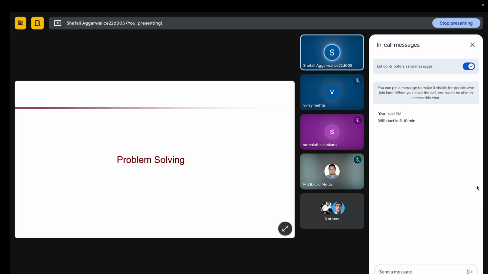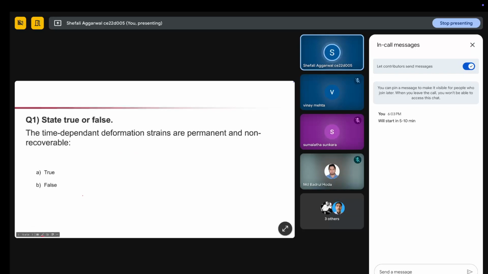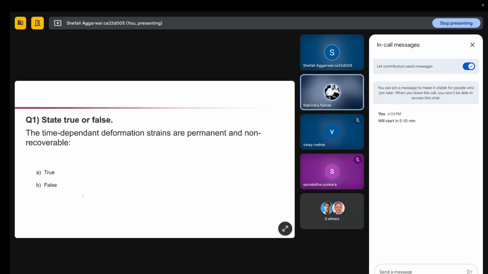If there are no questions, then we will see the question and answer for today, this week. Okay, so the first question is, the time dependent deformation strains are permanent and non recoverable. True or false? True. Okay.